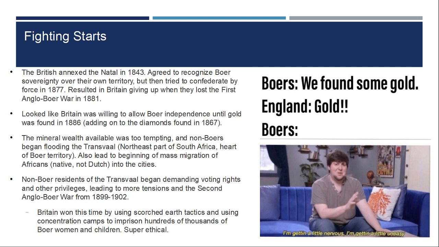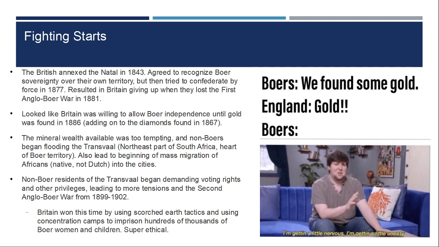So we get a flood of non-Boers moving into the Transvaal, which is, and I'll show you guys a map in, I think, a slide or two here to help get the geography of this all down. So just remember right now they annexed the Natal, now they're moving into the Transvaal. This is the northeastern part of South Africa, and it's kind of the heart of Boer territory at this point. So now there's a huge number of non-Boers there. We also start seeing a lot of Africans, that's again black people, not the Dutch, moving into the cities because now there are more jobs there and their territory is getting increasingly encroached upon. So this is making the Boers just overall not thrilled.